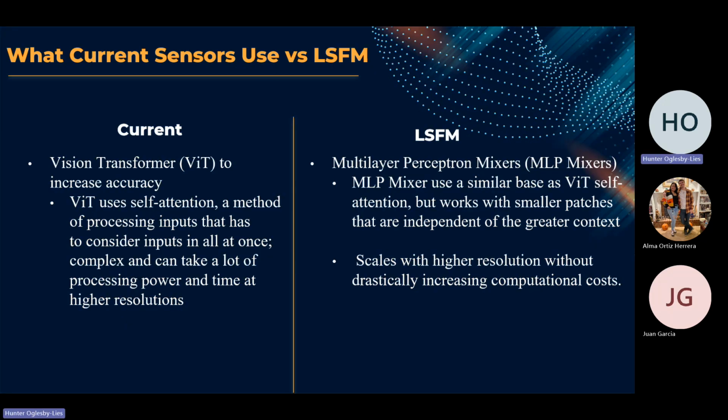Current pedestrian detectors are generally based on vision transformers. Vision transformer, ViT, uses a method of processing called self-attention that basically determines what inputs need to be weighted with more importance. This process is effective, but it considers the inputs as a whole, which can be a huge amount of data to interpret at high resolutions. Multi-layer perceptron mixers still use a similar process, but it is performed simultaneously on smaller chunks of input, independent of the larger context and resolution. This makes scaling easy and efficient.